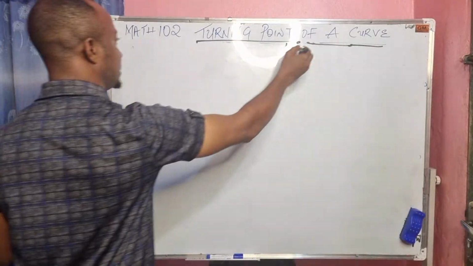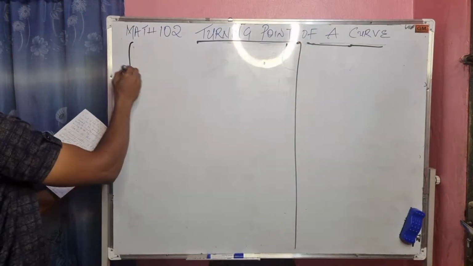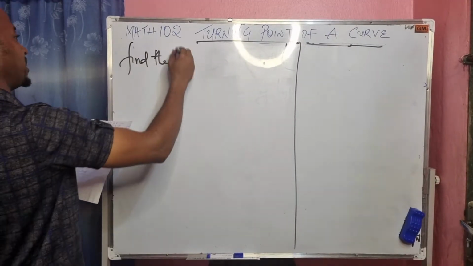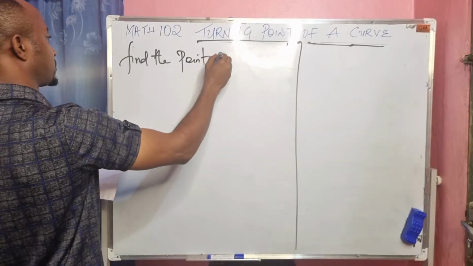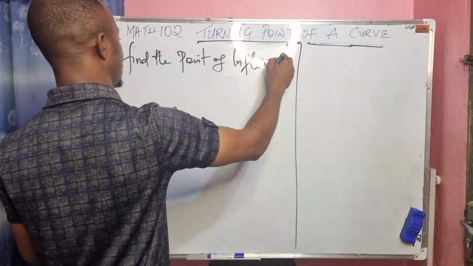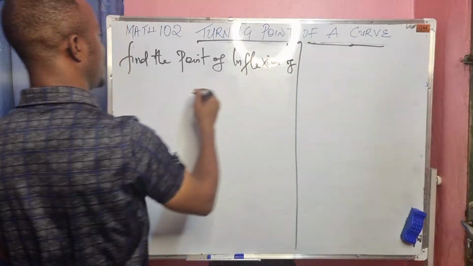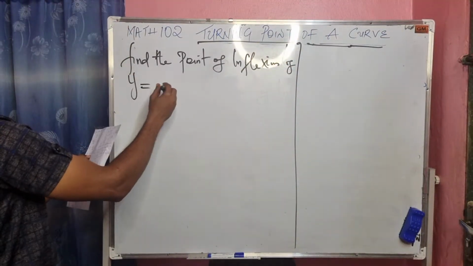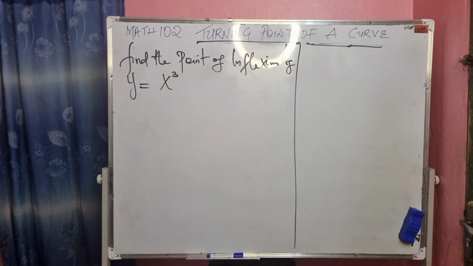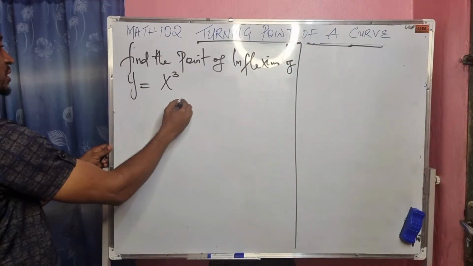Question number 1 says that we should find the point of inflection of y equals x cubed. Solution to this.